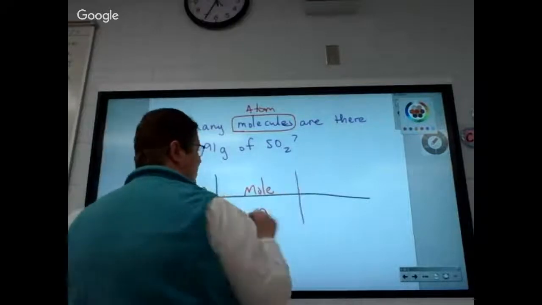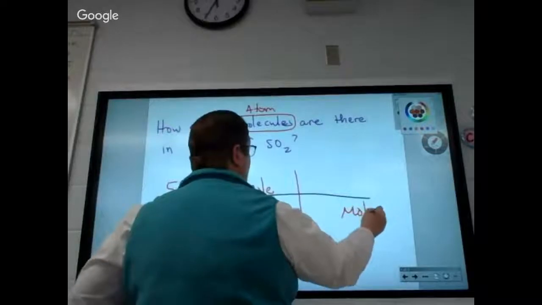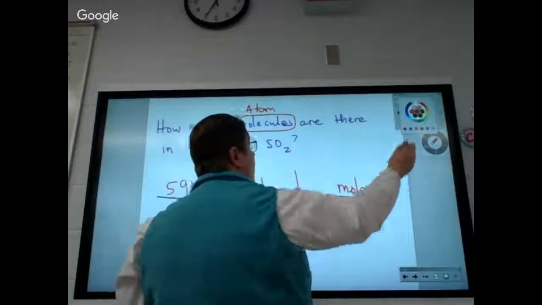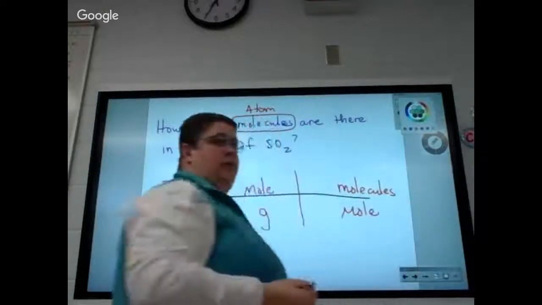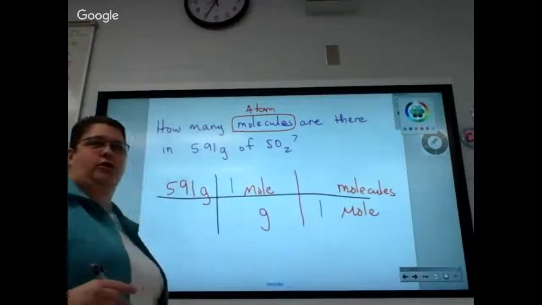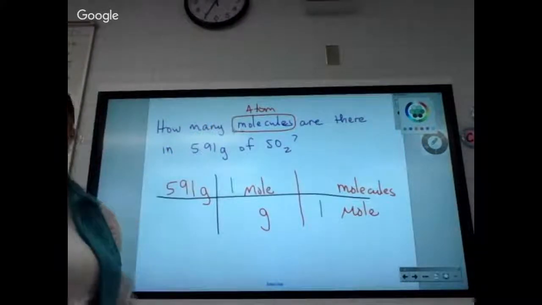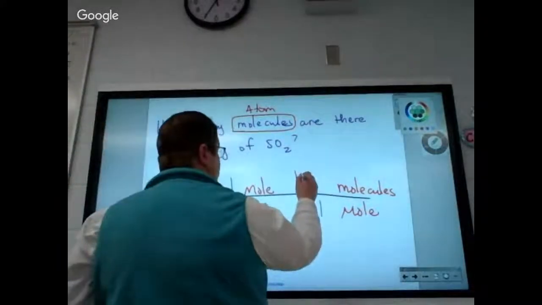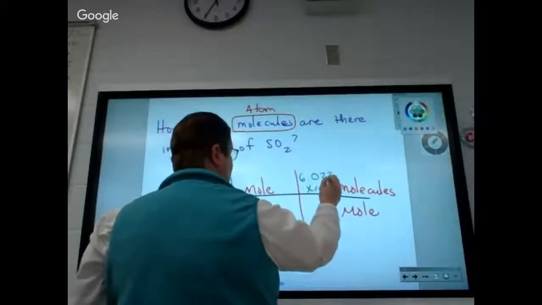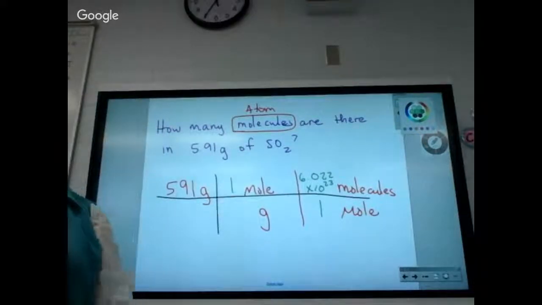So, I'm drawing another section. What goes on the bottom? And on the top, I'm going to put what? Molecules. We have learned what goes beside moles: 1. We have not learned to balance yet. Molecules works just like what? What have we learned goes beside an atom? Avogadro's number. So what's going to go beside molecules? Exactly.